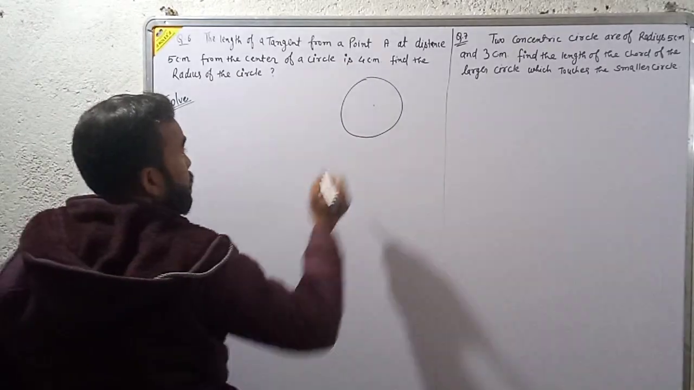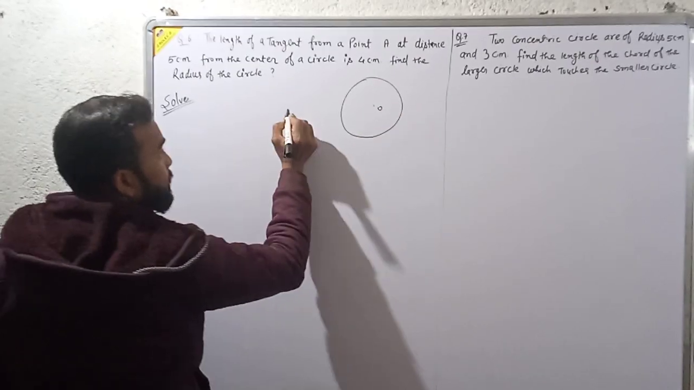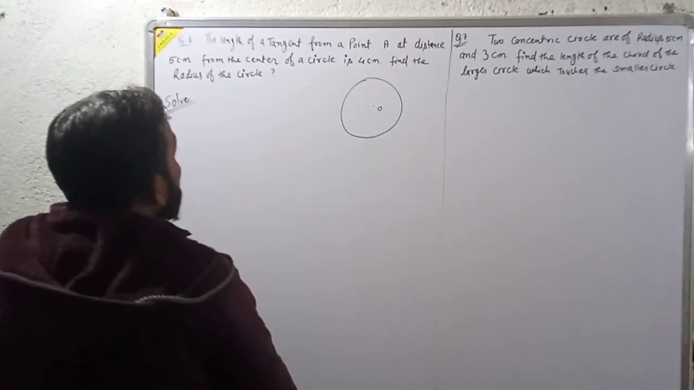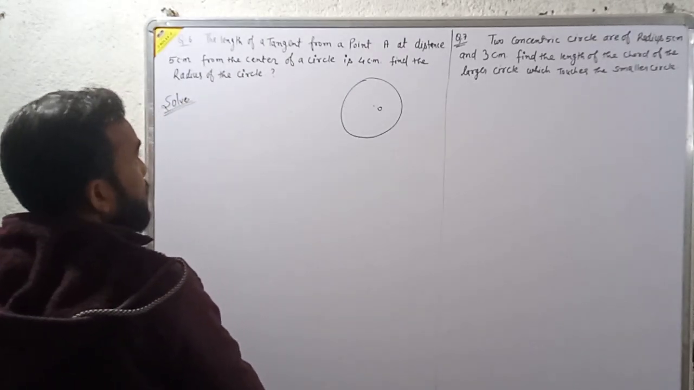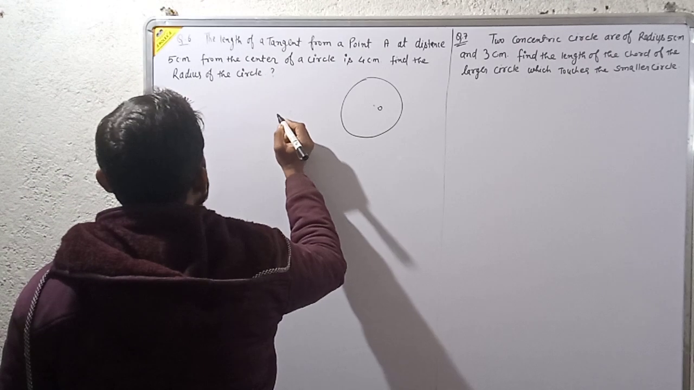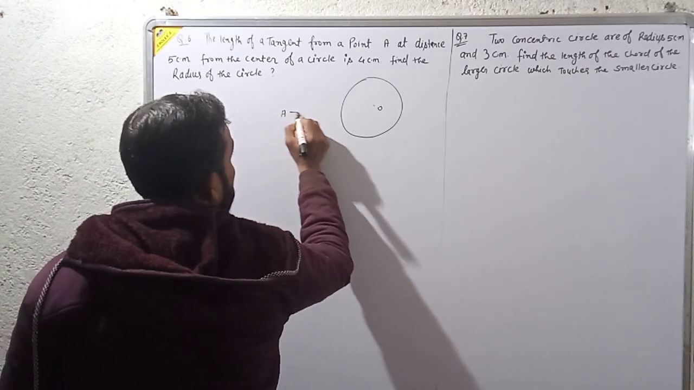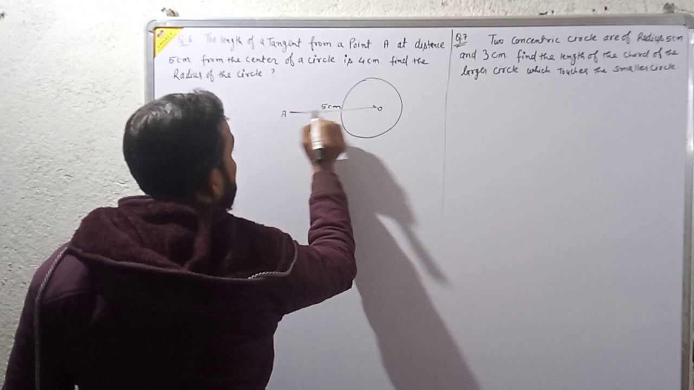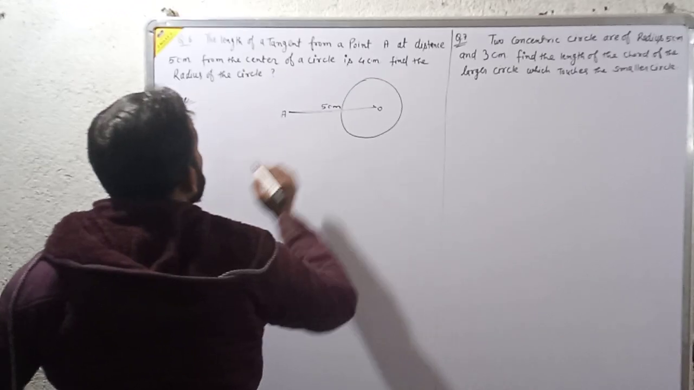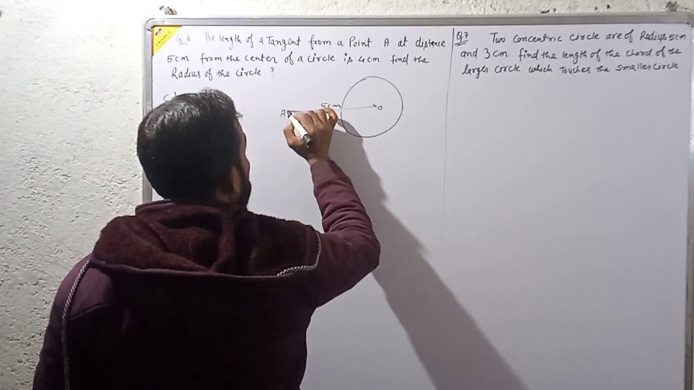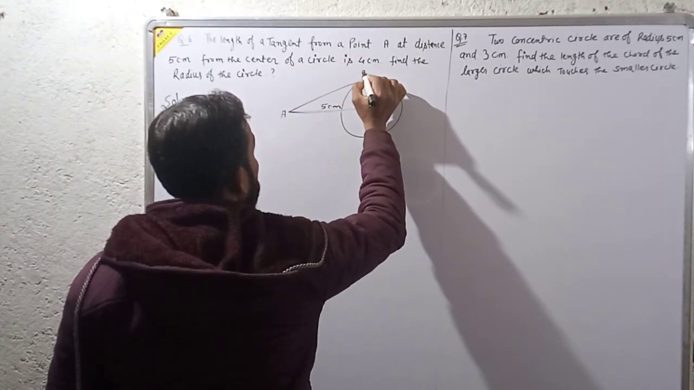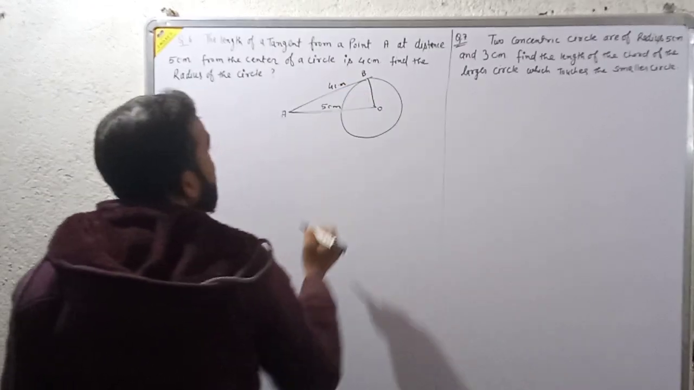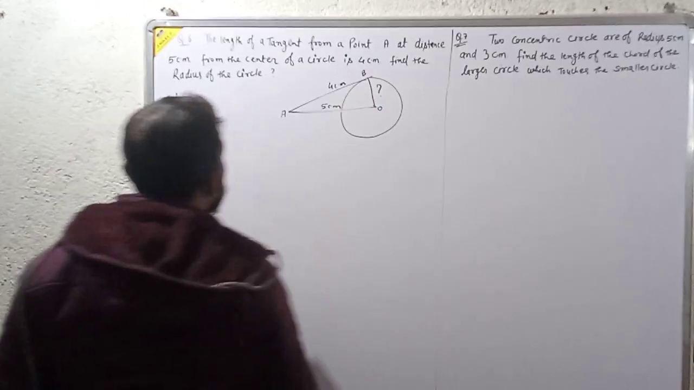Its center is O. This is the 4 unit. The length of a tangent from a point A at distance 5 cm from the center is 4 cm. This is 5 cm. This is BO, 4 cm. This is the value to find here.